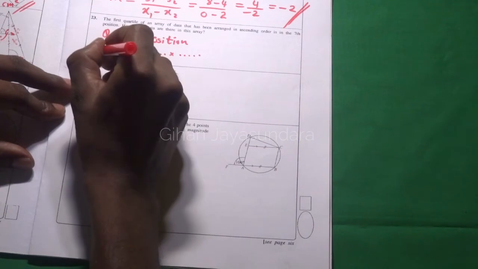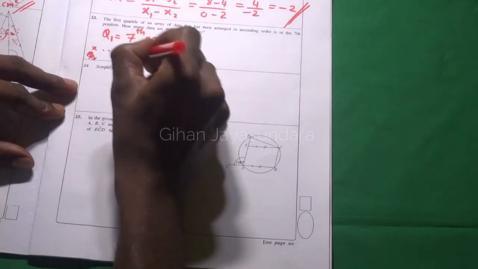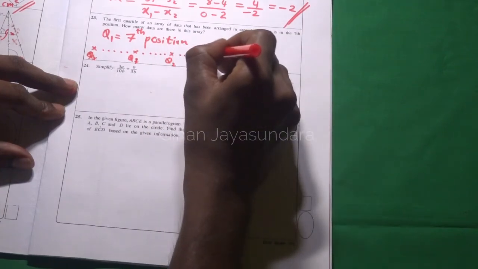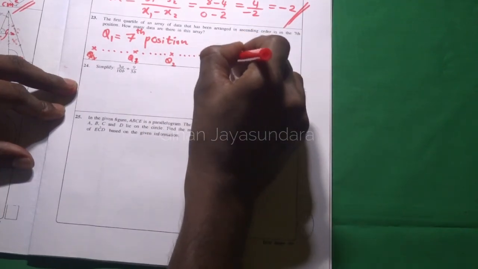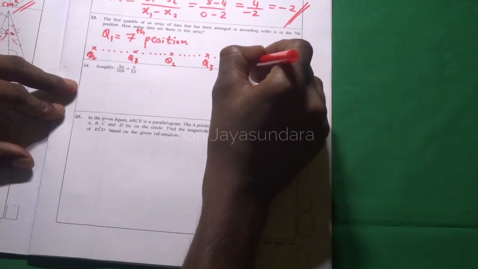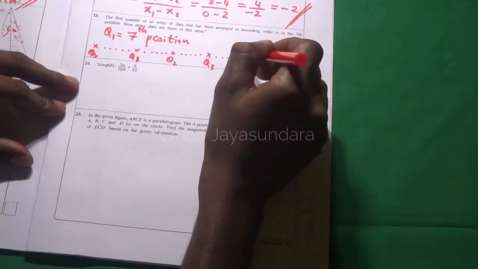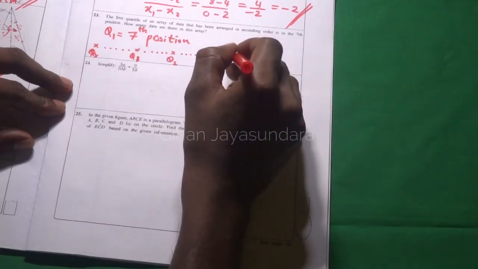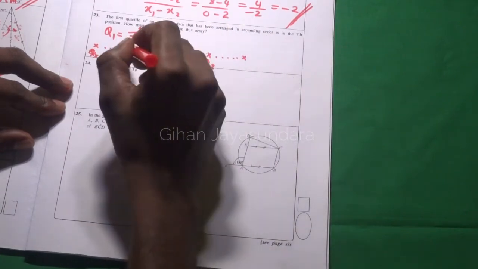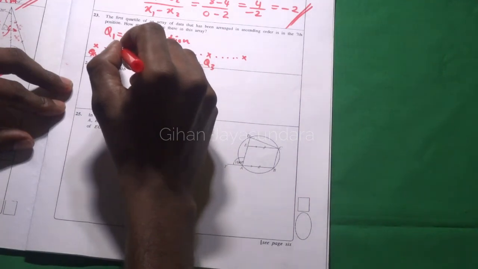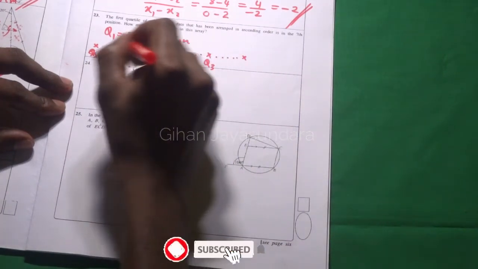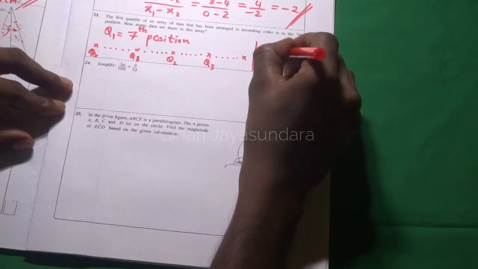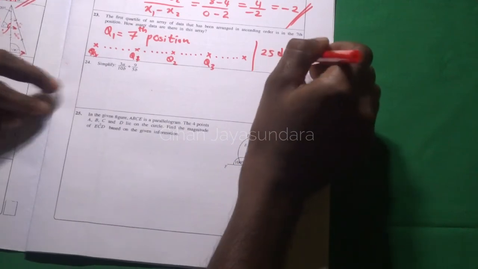No, Q1 is here. Q2. This should be Q3, 1, 2, 3, 4, 5. This should be Q1, Q2 and Q3. So adding up all, 5 times 5 times 5 times 5, so for 20 data, and these 5, all 25 data are included in this array.